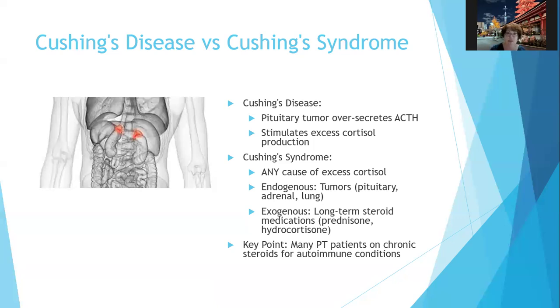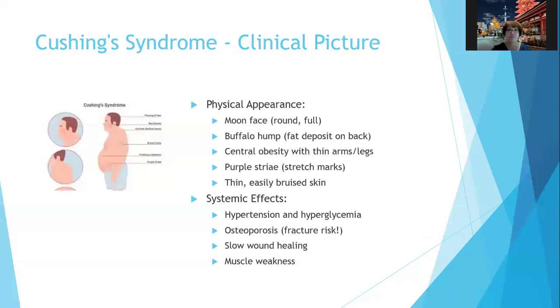So Cushing syndrome is the signs and symptoms of excess cortisol from any cause. Cushing's disease is the pituitary tumor cause of it. So there's a little bit of difference, but similar things. So an endogenous cause of Cushing syndrome could be pituitary, adrenal, or lung tumors. Exogenous causes can be long-term steroid medications like long-term prednisone or hydrocortisone use. And many patients are on chronic steroids for autoimmune conditions because that's one of the ways that they can treat autoimmune conditions, which can then cause endocrine problems.